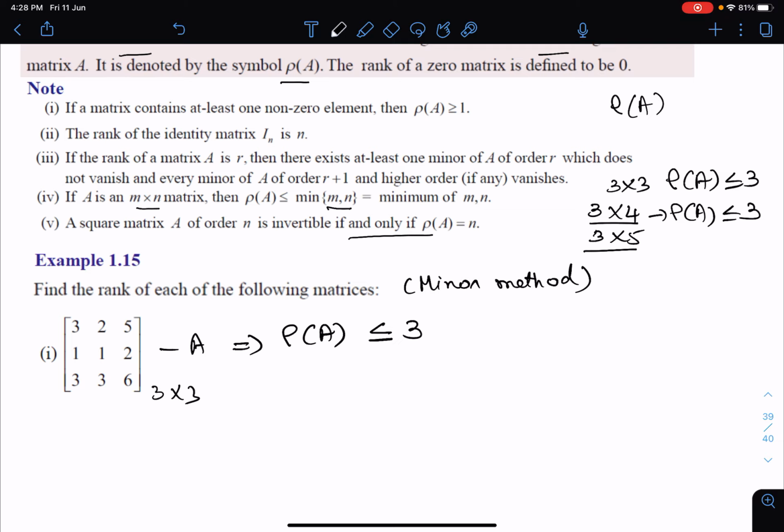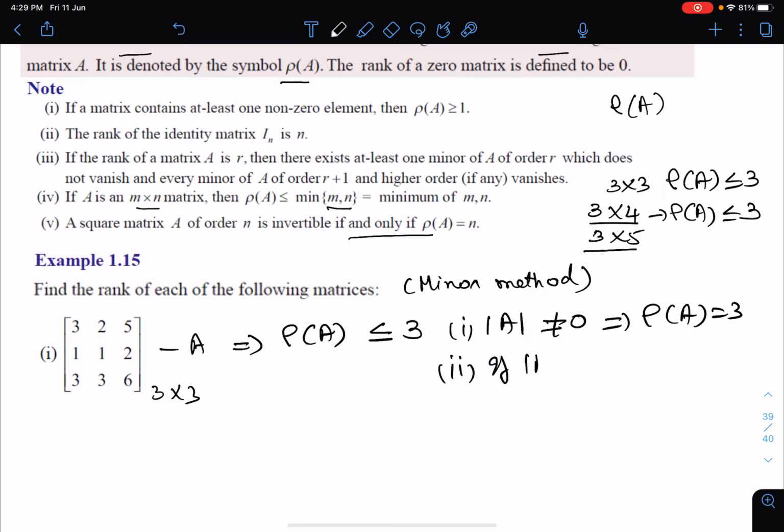Now you take this A, so for that you should find determinant A, and if determinant A not equal to 0, this implies rank of A equal to 3. First step. And if determinant A equal to 0, then this implies rank of A not equal to 3, but rank of A is less than 3. So you will go to the third step.